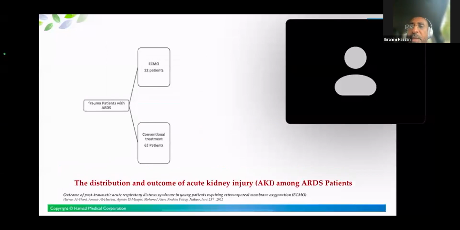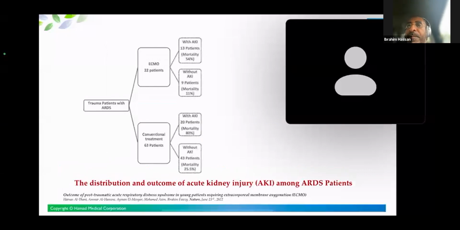And when you look at the subgroup analysis, in the ECMO patients and the non-ECMO patients, you can see with AKI, look at the mortality in the ECMO group, 54% mortality. And without AKI, 11% mortality. That's really remarkable.